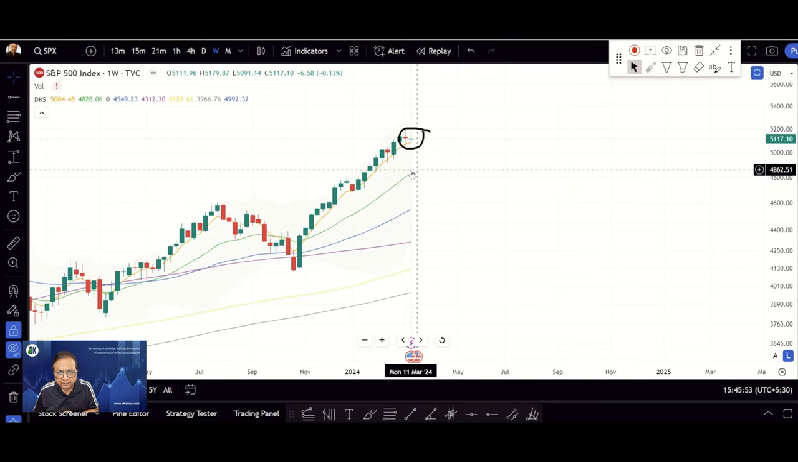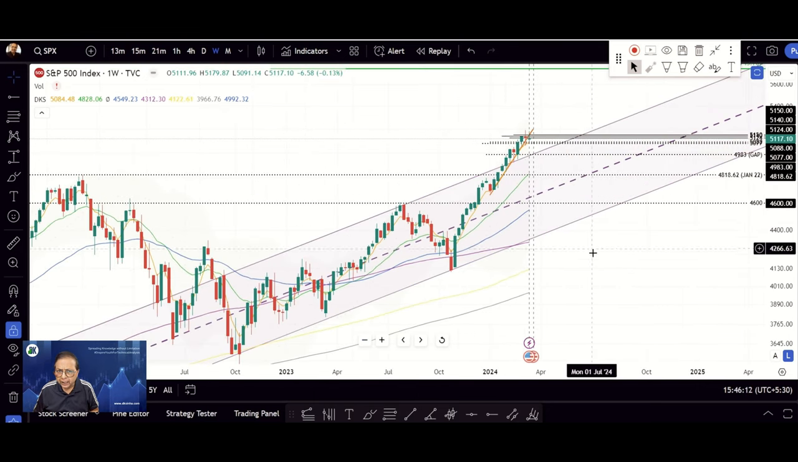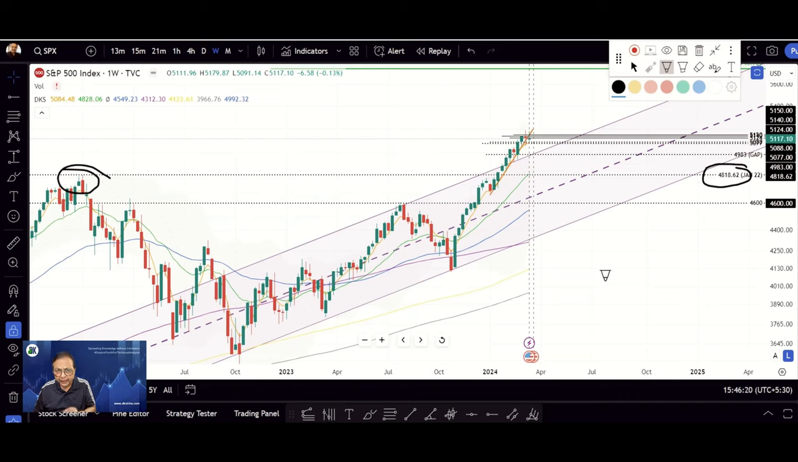So finally, the S&P 500 all-time high remains at 5,189.26, which it made in the week that commenced on 4th of March 2024. Let me superimpose some of the technical studies. Look at the price action. The earlier all-time high was here. It has made it over here. So it was at 4,818.62, which it made in January 2020.